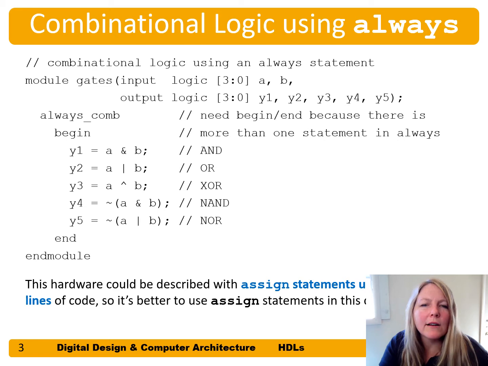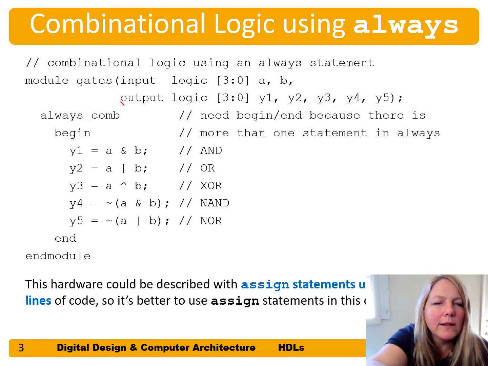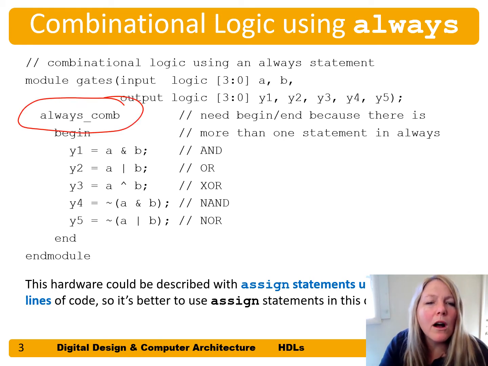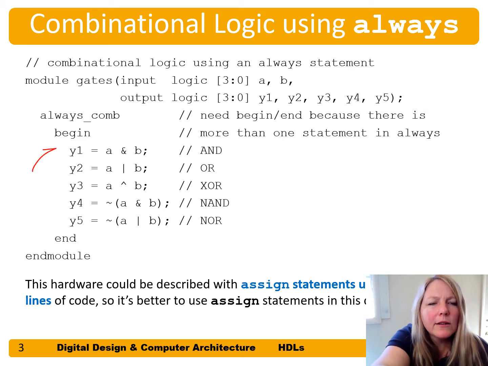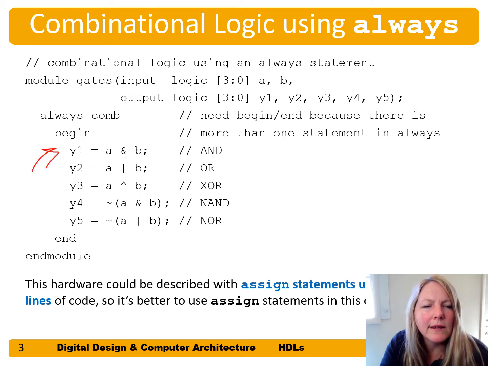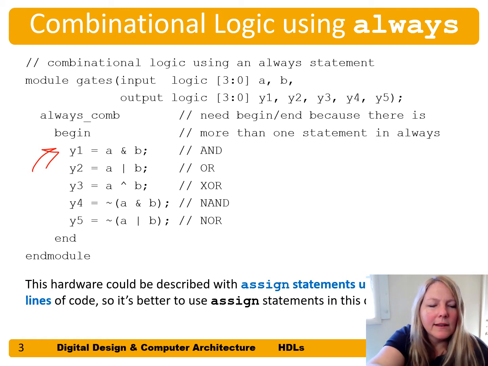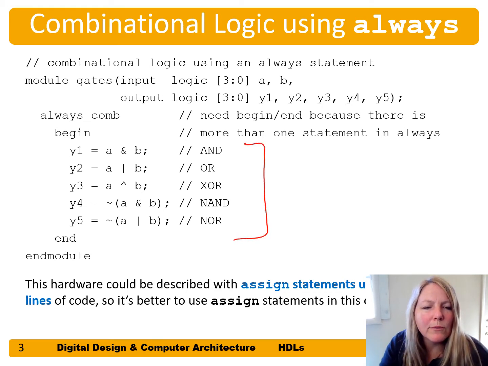So here is a combinational logic block, but it's using this always statement. Instead of always_ff, we use always_comb to indicate that this should be combinational logic. And so here we have our inputs and outputs. They're 4-bit buses, and our outputs are also 4-bit buses. And we put always_comb begin. Notice there's no assign y1 equals a and b. It's just y1 equals a and b, and so forth for all of the other outputs, y2 through y5.